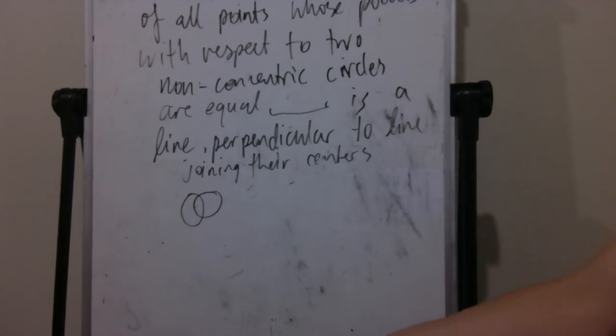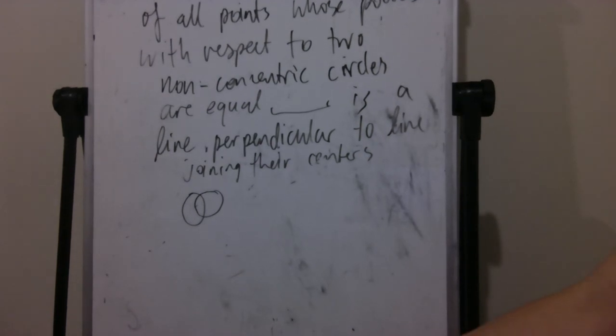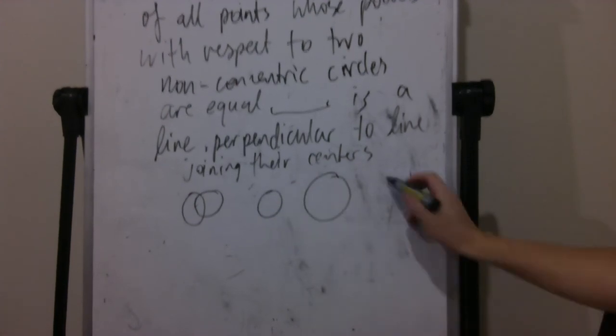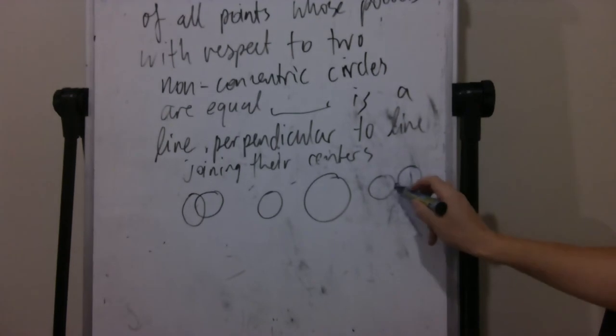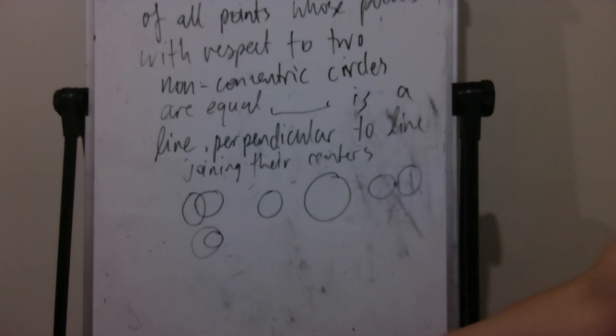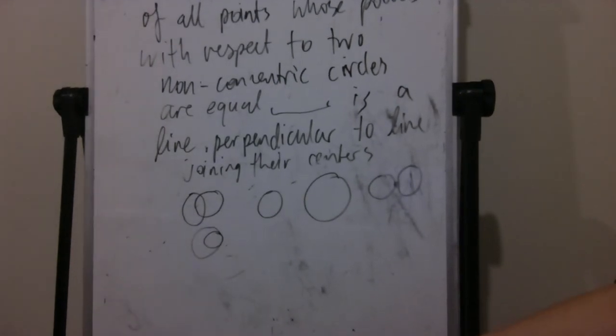Okay, so the locus of all points whose power, but is there three? How many cases are there? There's another case like this, right? There could be tangent, and then the line just like that. They could be tangent like this, couldn't they? Oh, we have not considered that. Okay. What else? Anything else? Or it could be like this.